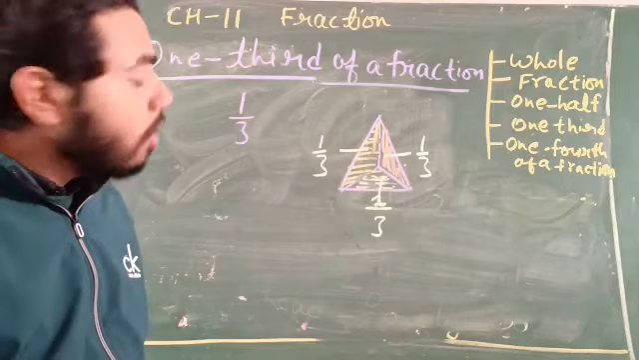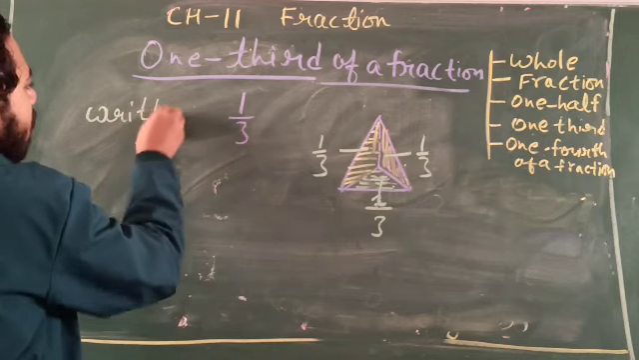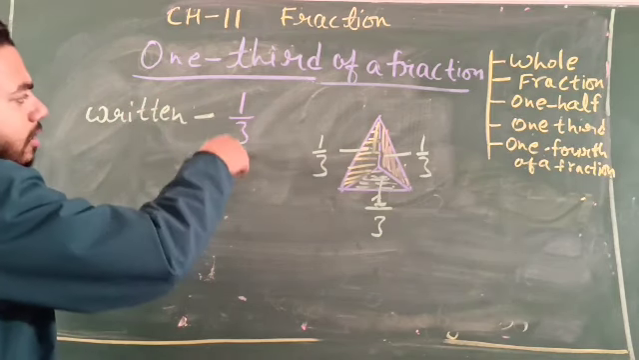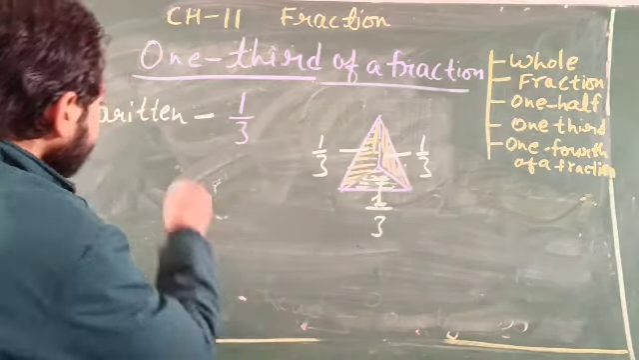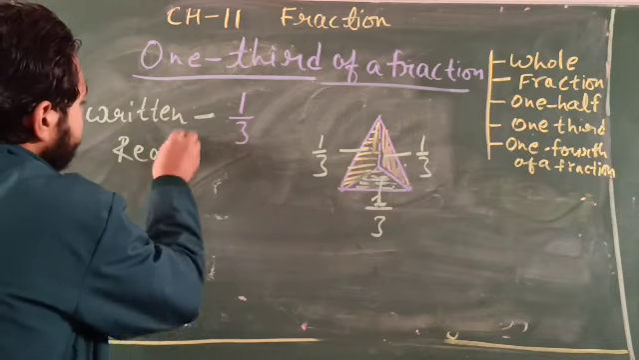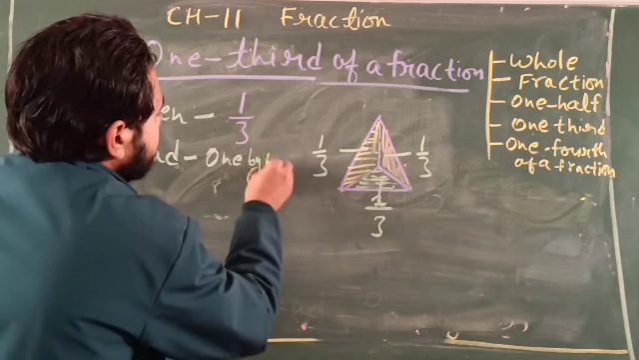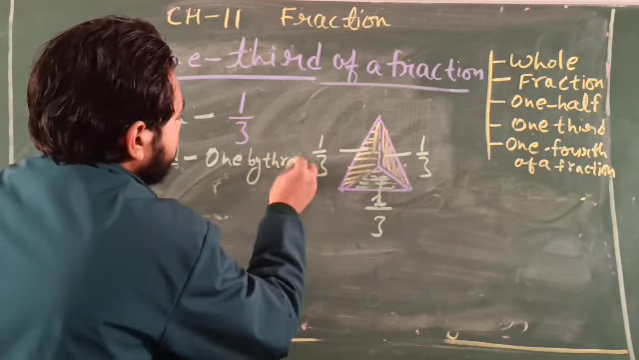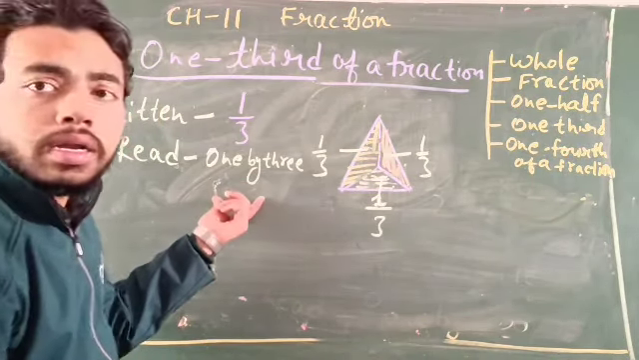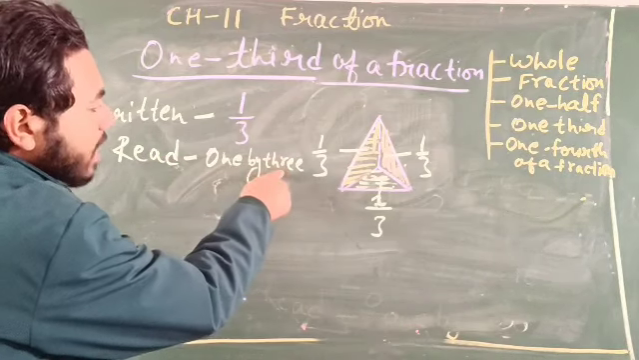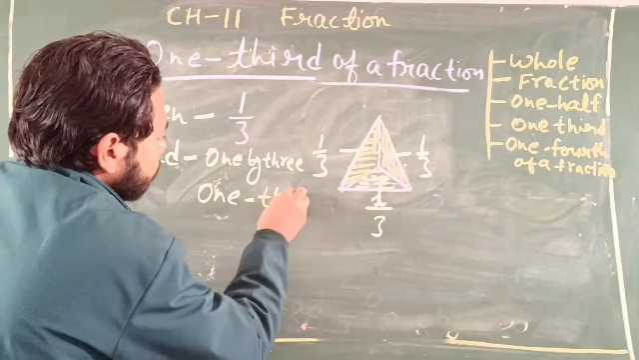So 1/3 is written in the form like this, 1/3, and read as 1 by 3, or 1 third.